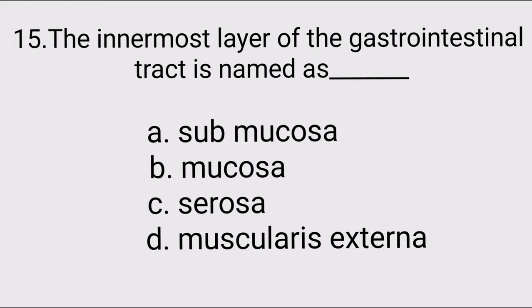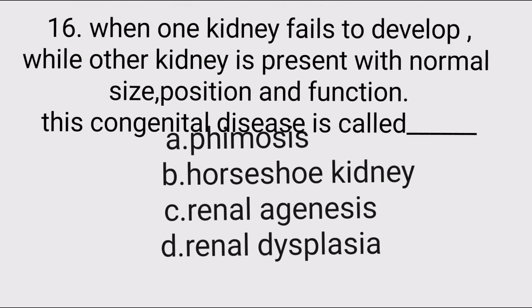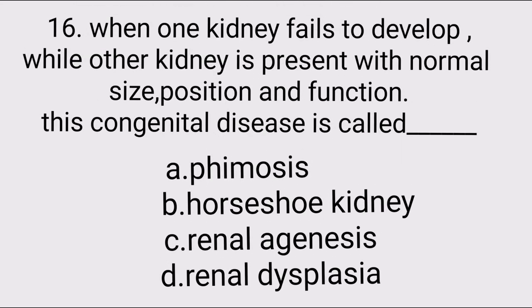The innermost layer of the gastrointestinal tract is named as? The right answer is option B, mucosa. When one kidney fails to develop, while other kidney is present with normal size, position and function, this congenital disease is called? The right option is option C, renal agenesis.